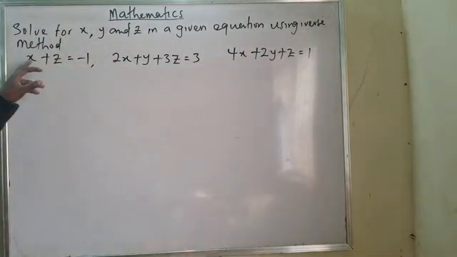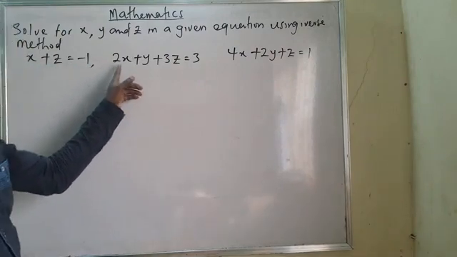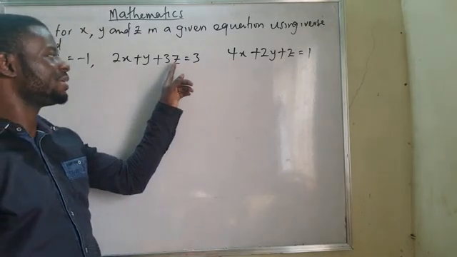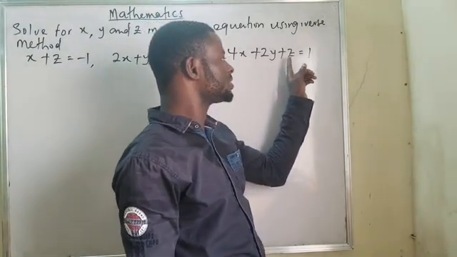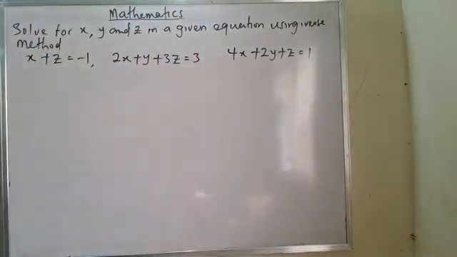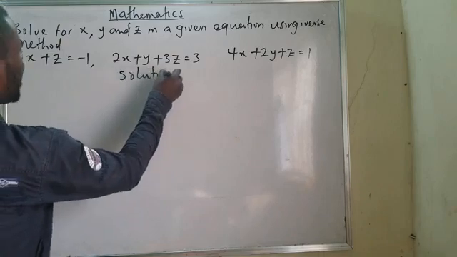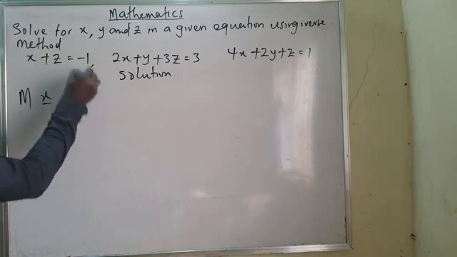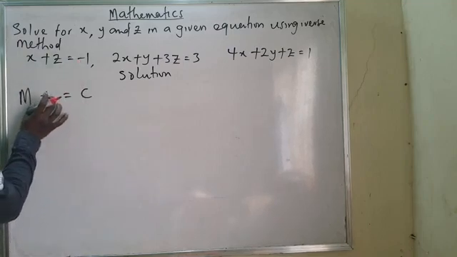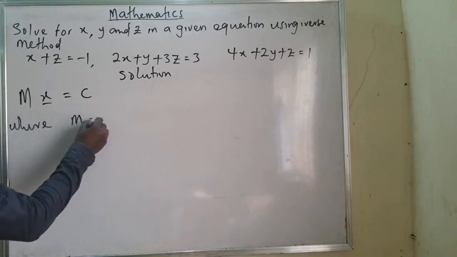Equation 1: x plus z equals minus 1, 2x plus y plus 3z equals 3, 4x plus 3y plus z equals 1. Now, how do I solve something like this? It's very, very simple. What you need to know is the solution to this problem. I've told you earlier that it is always in the form of a vector of constants k, where m is a matrix.